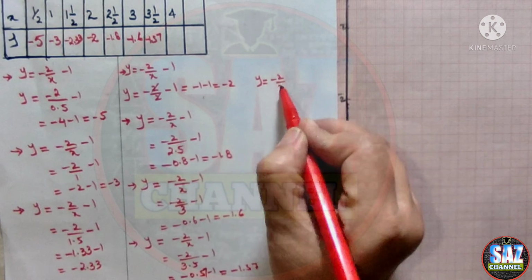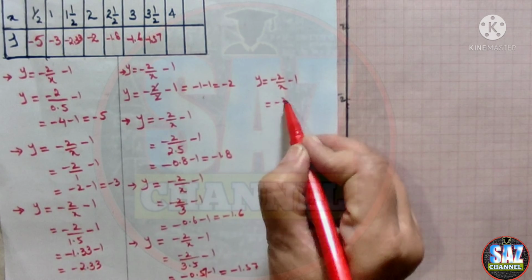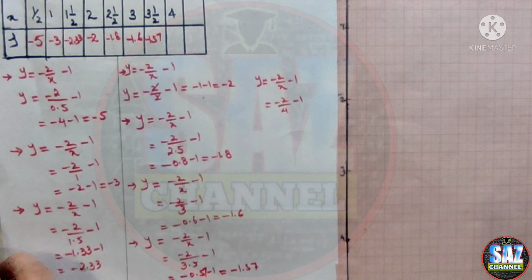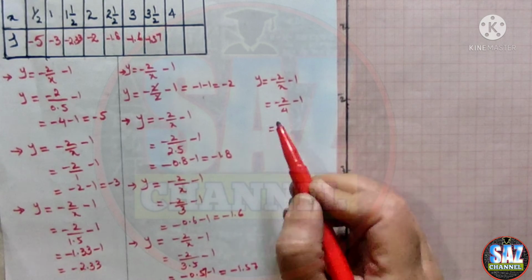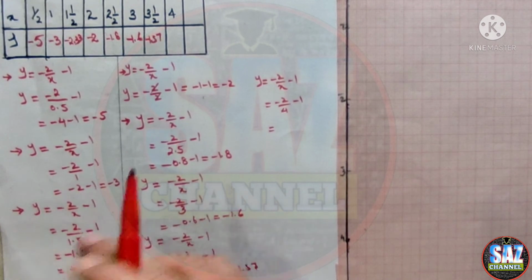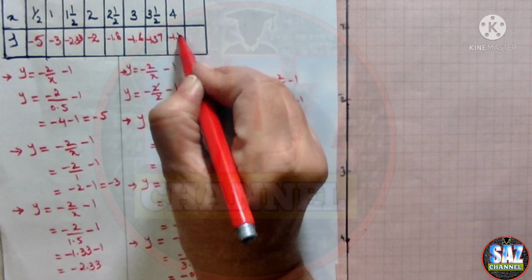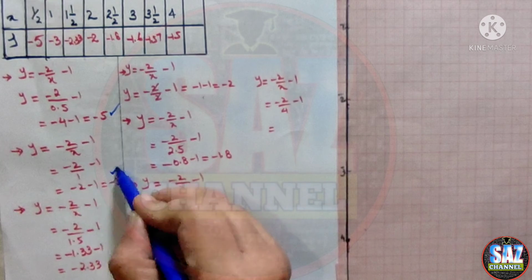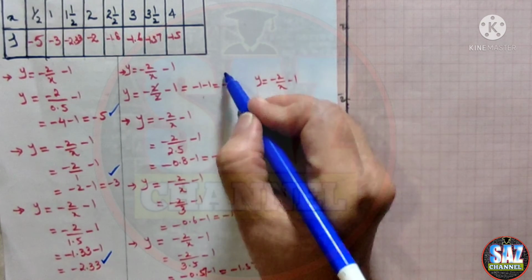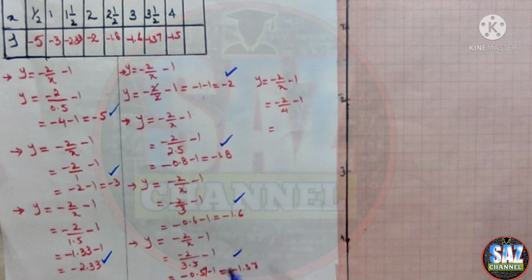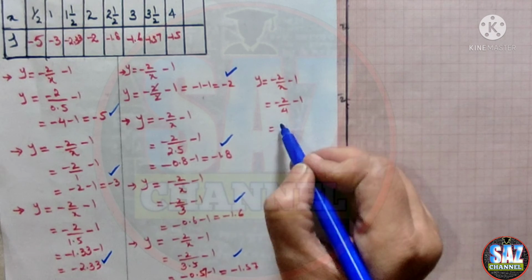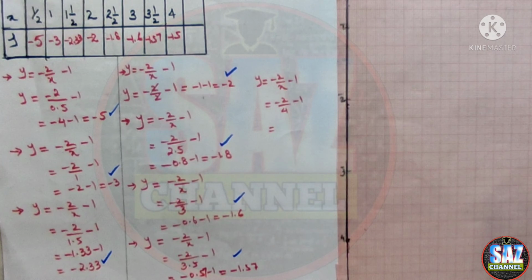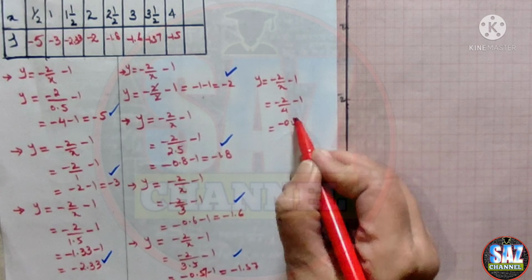Y equals minus 2 by x minus 1, minus 2 by 4 minus 1. This is 1 by 2. 2 divided by 4 is 0.5, minus 1.5. Okay, now the table values are complete, and it's time to go for the plotting of points. Before that, let me highlight the points so that my students can see the answers carefully. This is minus 0.5, minus 1.